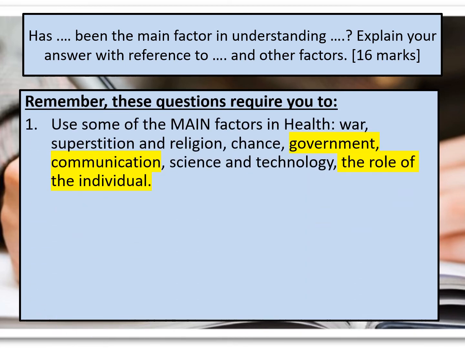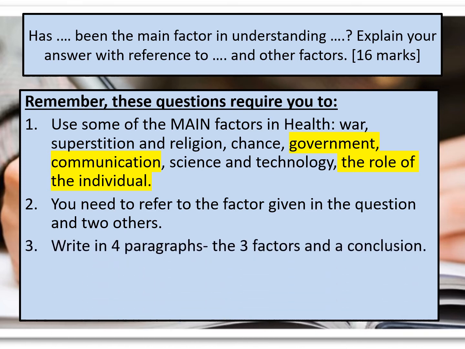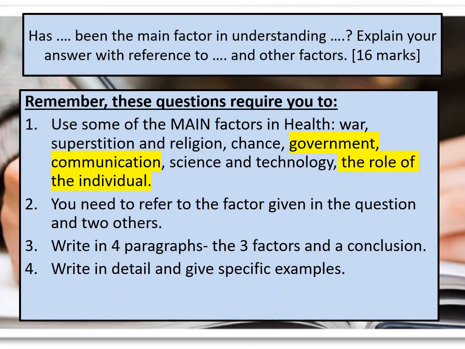Now, for the real exam, there are going to be 7 factors that you will need to know in depth. You'll need to know about war, superstition and religion, chance, government, communication, science and technology, and the role of the individual. You'd have to talk about the one that they mention in the question. So in the real exam, they could mention any one of those 7, and you would then have to pick 2 others that you remembered and discuss them. We'd need to write about 3 factors, therefore, and do a conclusion, and we'd want to give lots of specific examples.